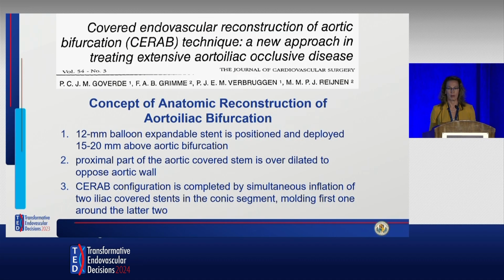And from there, they moved into demonstrating their CERAB technique, which really is using a 12, at least in Europe, 12 millimeter balloon expandable stent that was then deployed about 1.5 to 2 centimeters at lowest in the aortic bifurcation. And then the proximal part of that is then over-dilated to create sort of a funnel. And then within that, you place 2 covered stent grafts coming through.